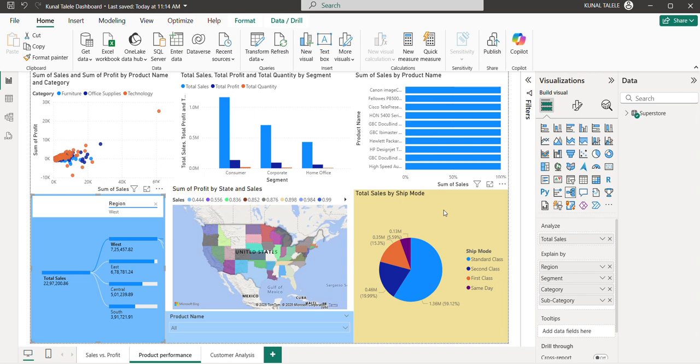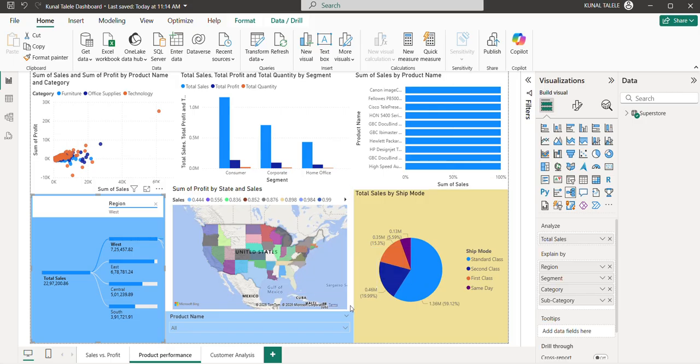that breaks down total sales by ship mode. Standard class accounts for the majority of sales, as you can see. Second class and first class contribute moderately. Same day shipping has the smallest proportion. This helps to evaluate shipping preferences and can guide logistics optimization, cost reduction, and service improvements.